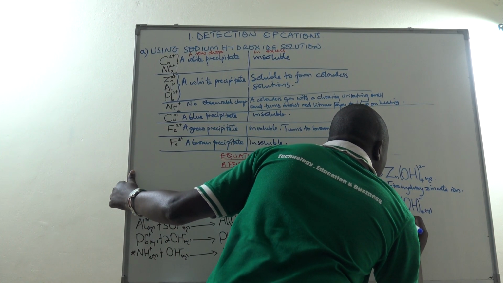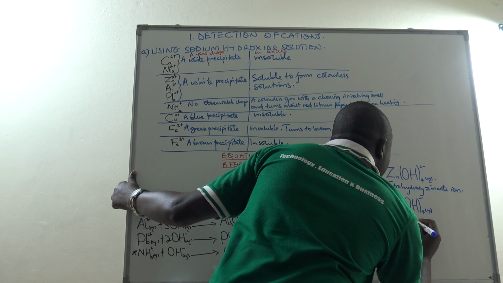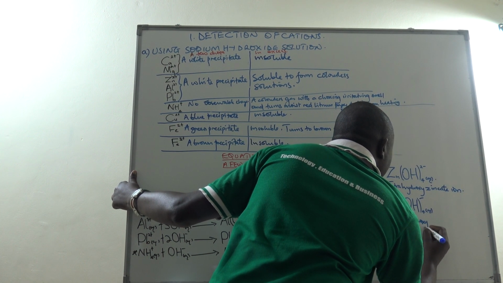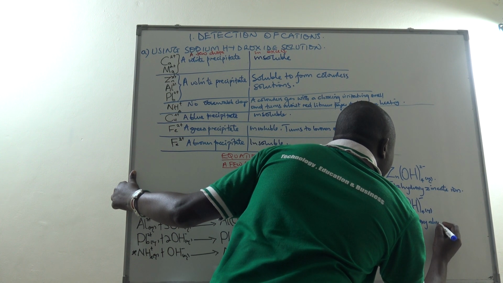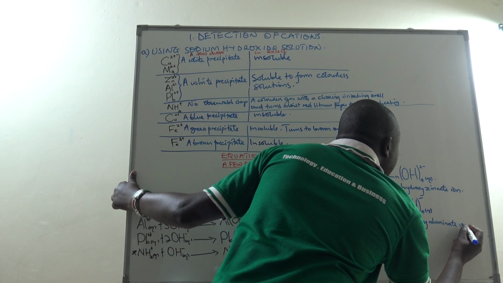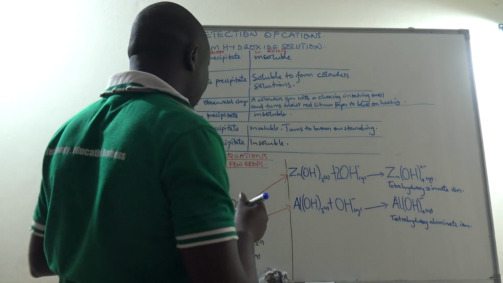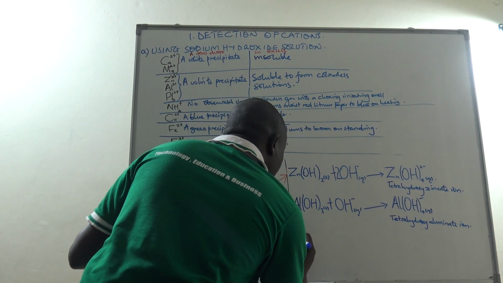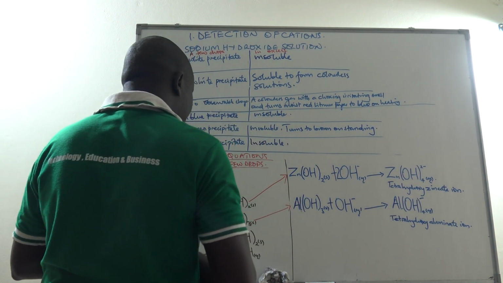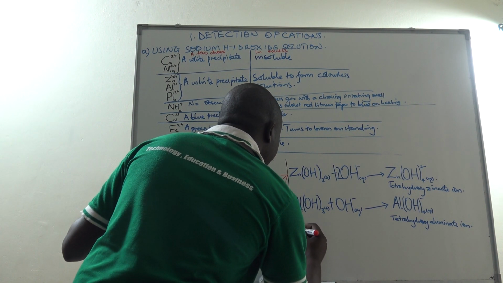Others call it just aluminate ion, but it is tetrahydroxoaluminate ion. It is in the colorless solution which has been formed. Soluble in excess to form a colorless solution. We also have the lead(II) hydroxide formed in this case.